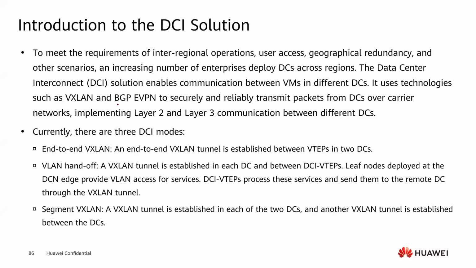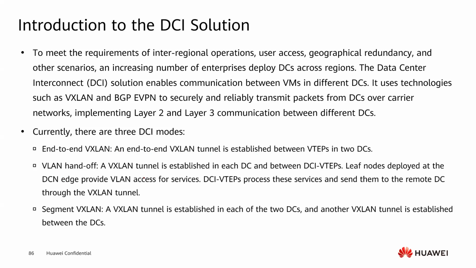So that is the DCI. It means data center interconnection. We have different modes in the real network. The first one is the end-to-end VXLAN, which means an end-to-end VXLAN tunnel. Another one is the VLAN handoff.